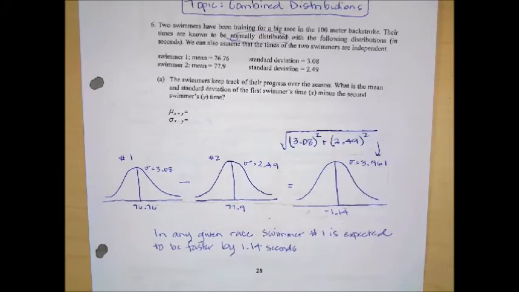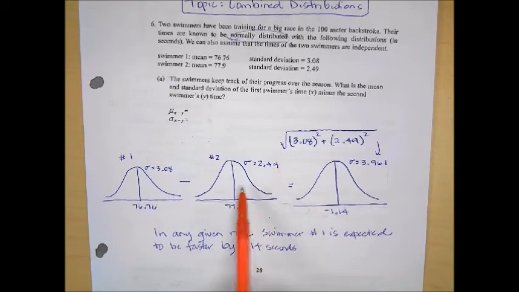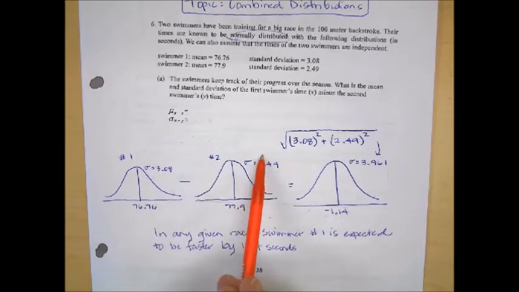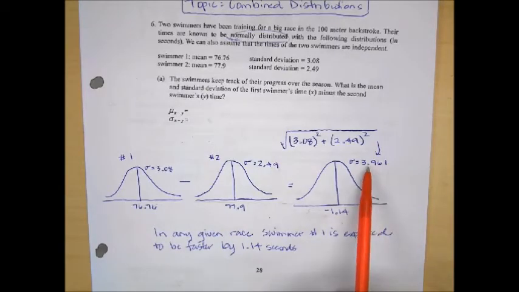But then we need the standard deviation of that expectation. And the rule was it doesn't matter whether we add the two distributions together or subtract one from the other. When you combine the standard deviations, you always do it the same way. You square the first standard deviation to make it a variance. You square the second one the exact same way. You add them both together, and then you take the square root of them. So the combined standard deviation in this problem is 3.961.